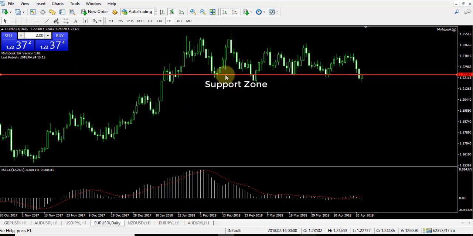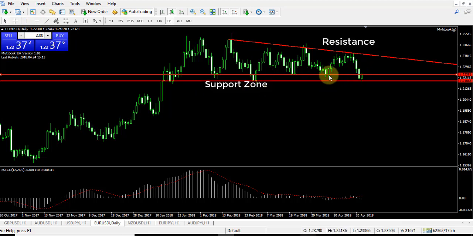So that level right there, we're going to consider to be the support area. And if you notice, on the resistance side, price kept coming downwards. So price is basically caught within a channel right here, and we're going to bracket right there. So resistance and support areas are zone areas and not a specific price point.